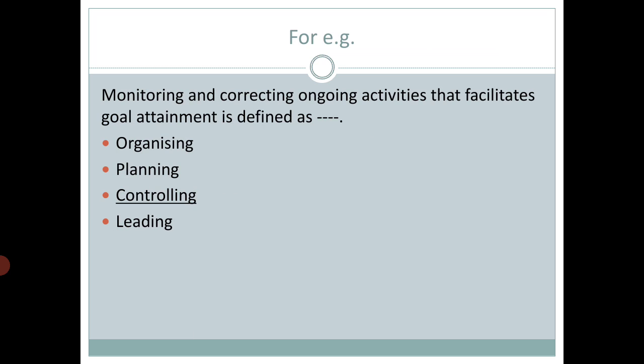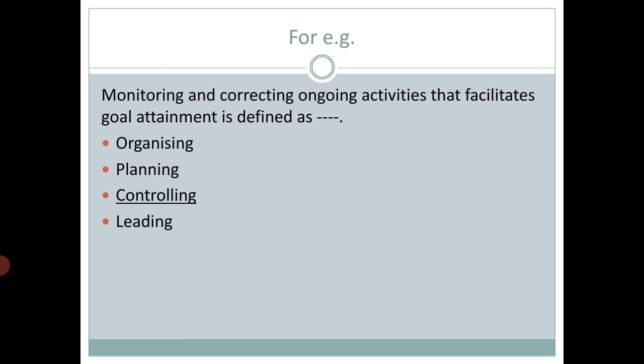Monitoring and correcting ongoing activities that facilitates goal attainment is defined as which of these functions? All these four options are functions of management, right? Which of these functions means monitoring and correcting ongoing activities that facilitate goal attainment? Yes, it is controlling.